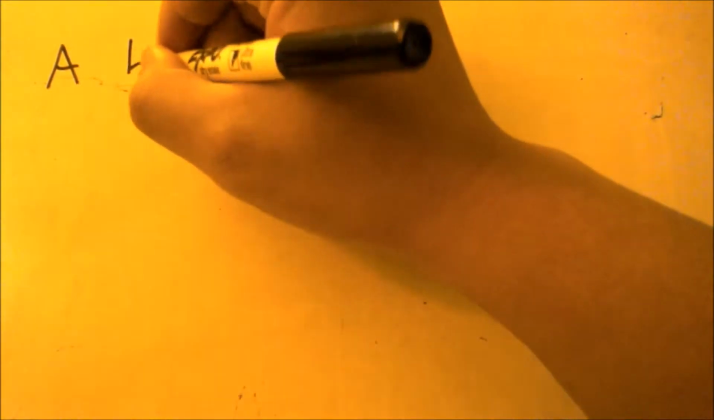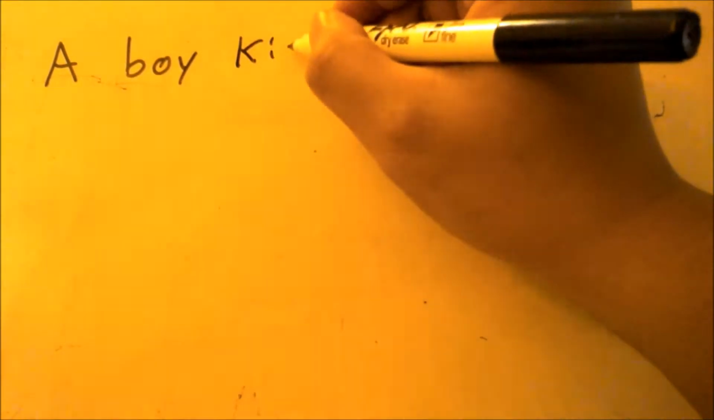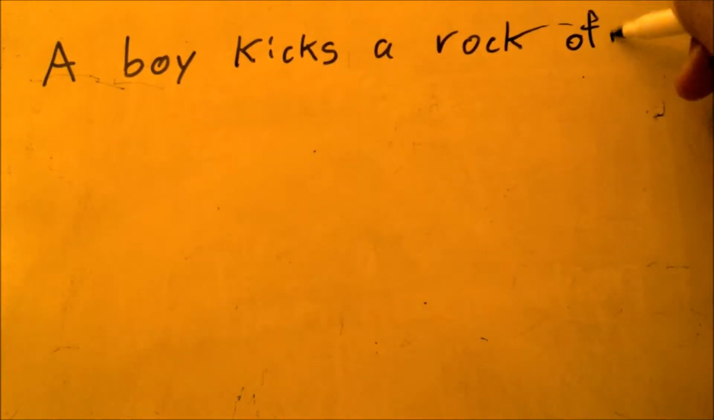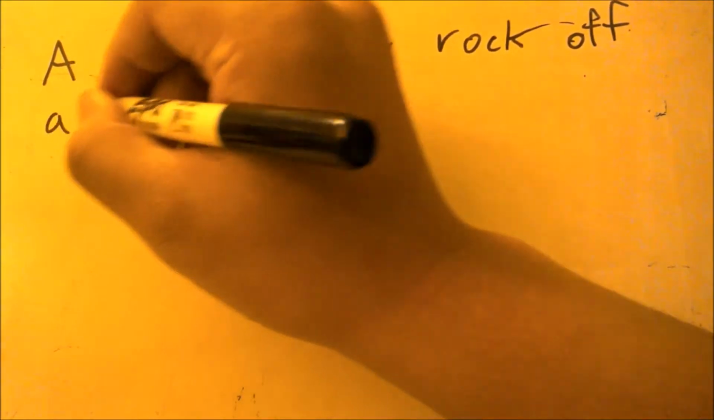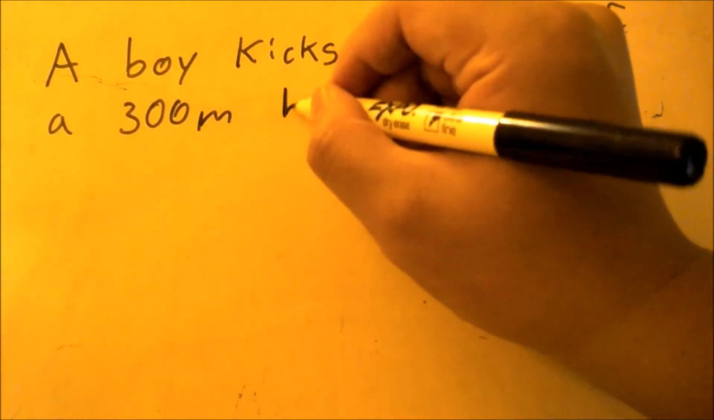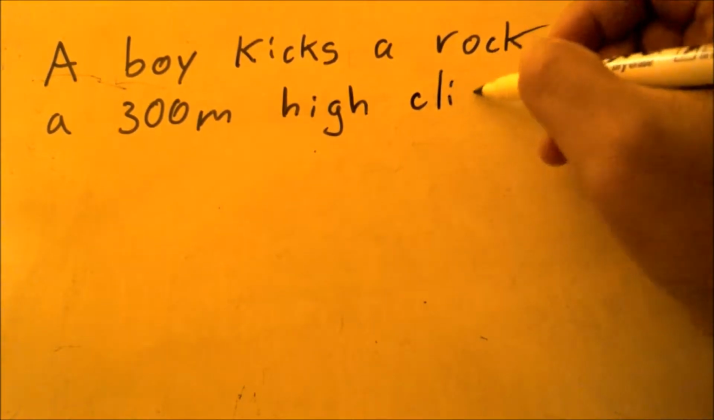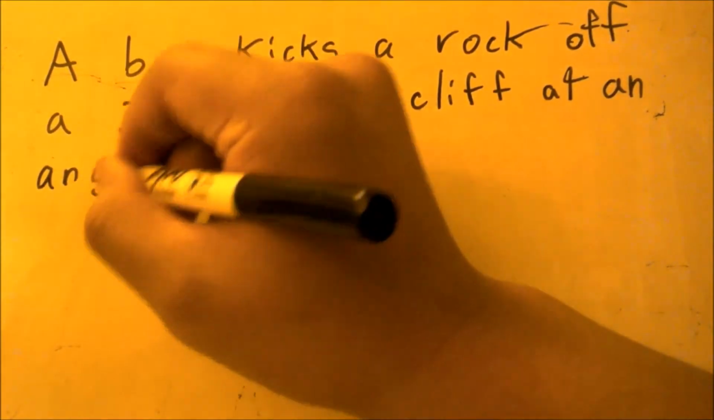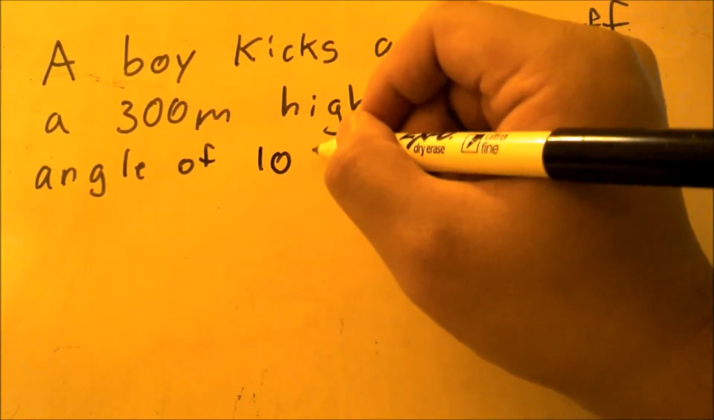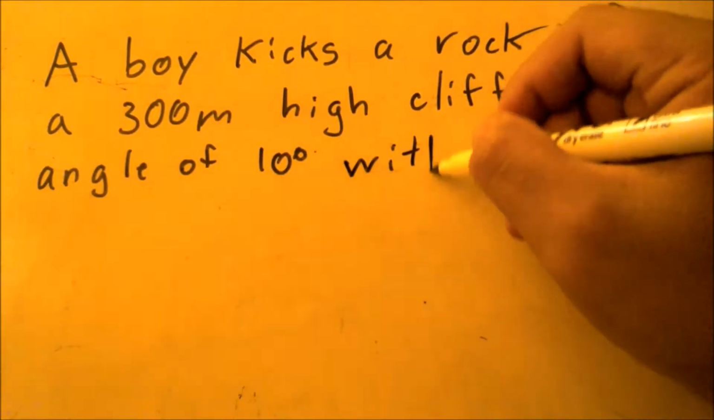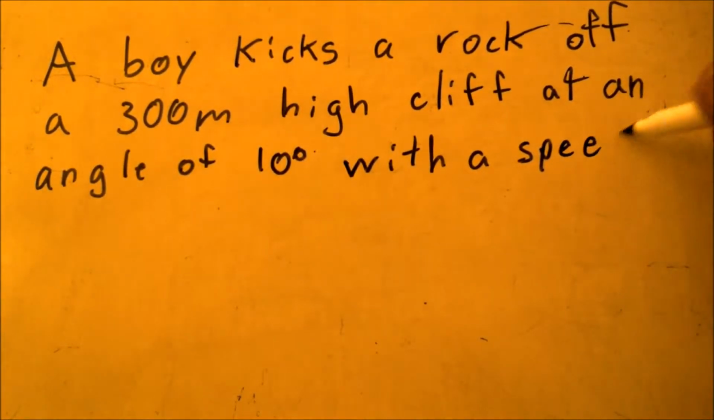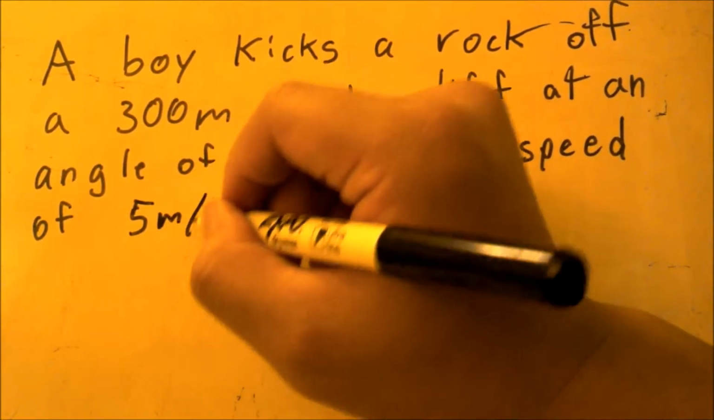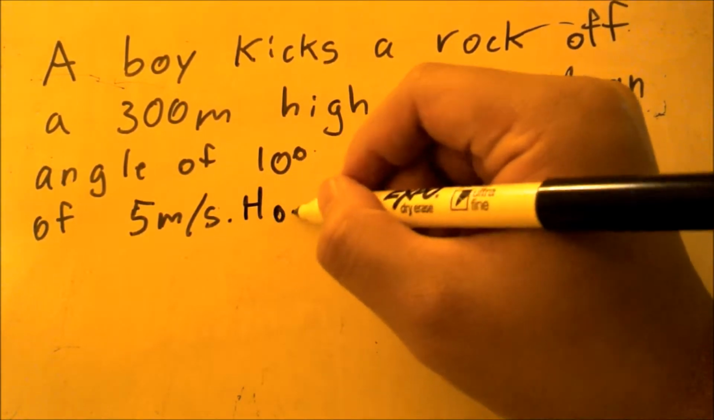A boy kicks a rock off a 300-meter high cliff, at an angle of 10 degrees with, let's say, 5 meters per second. How far away does the rock land from the base of the cliff?